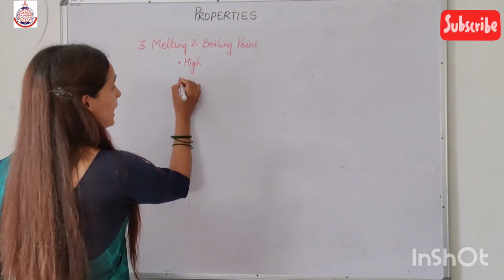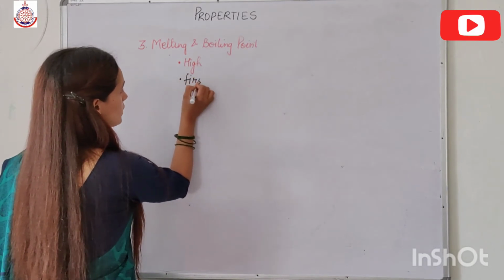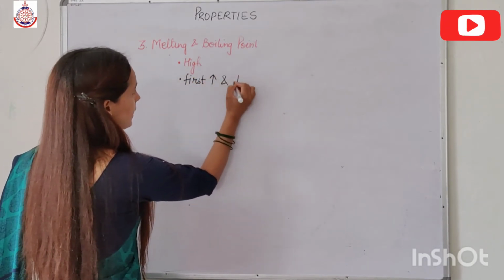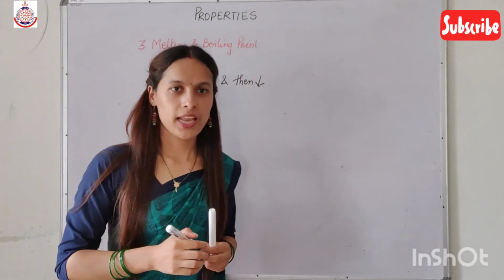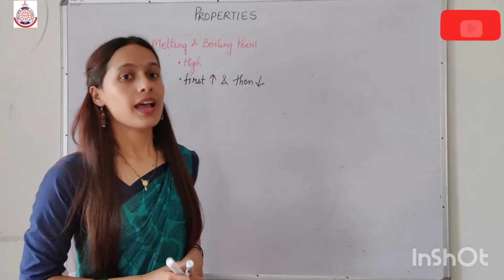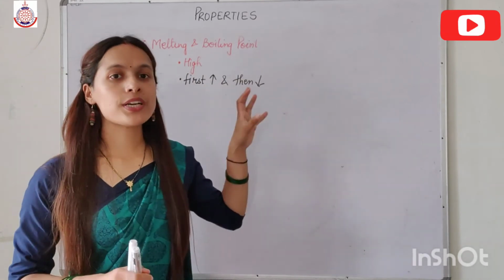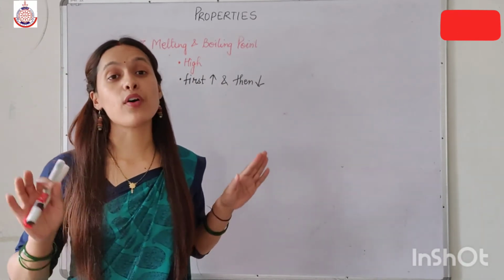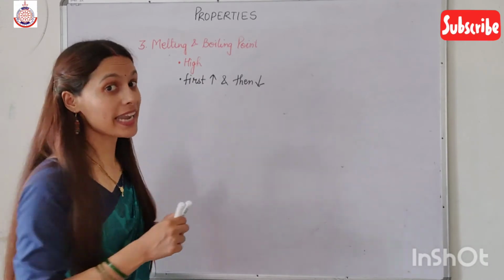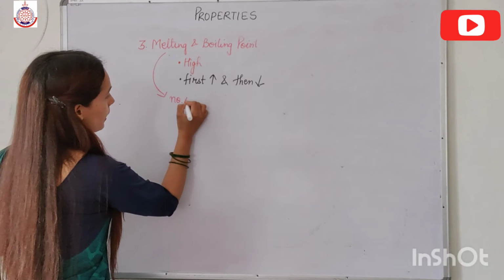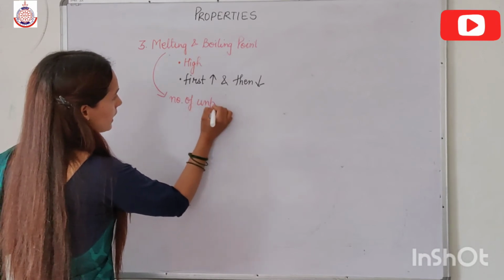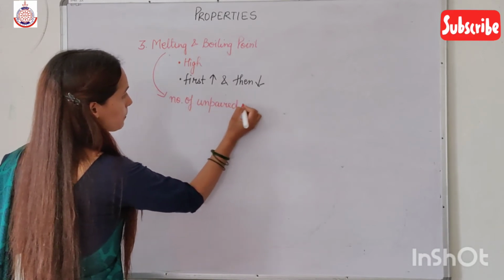Second thing, melting and boiling point first increases and then decreases. Now what is the reason behind this? The melting and boiling point strength depends on the number of unpaired electrons. Again, the melting and boiling point strength depends on the number of unpaired electrons.